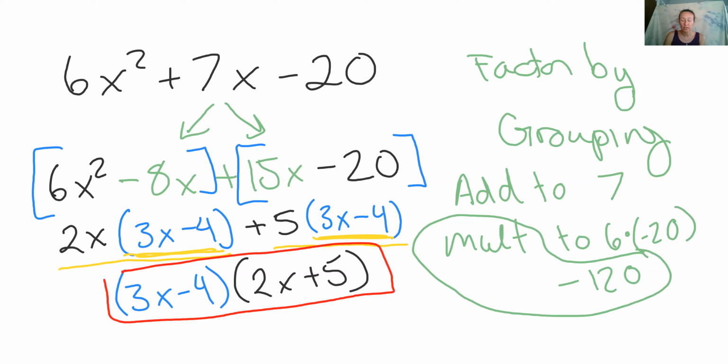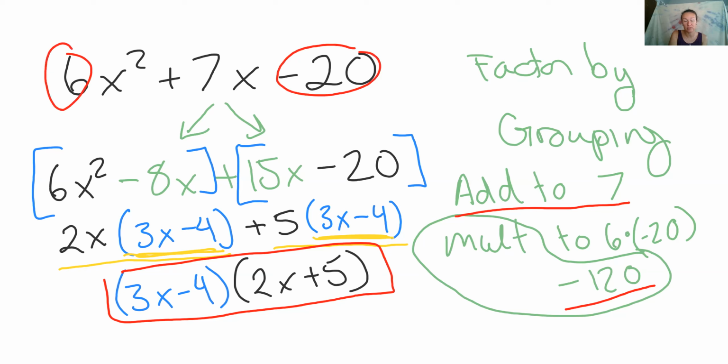It takes a little work just to figure out these two numbers that are going to add to our 7 and multiply to our 120. Remember, this 120 came from multiplying these two coefficients. Okay. If you want to pause there and go over what we did again, I would recommend that. But moving on, let's take a look at our next example.